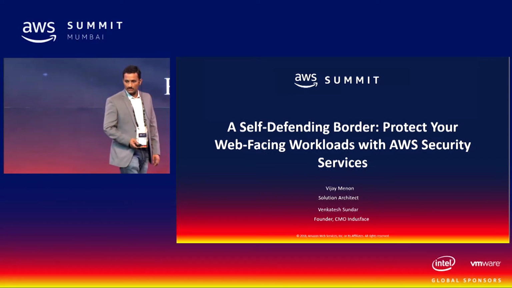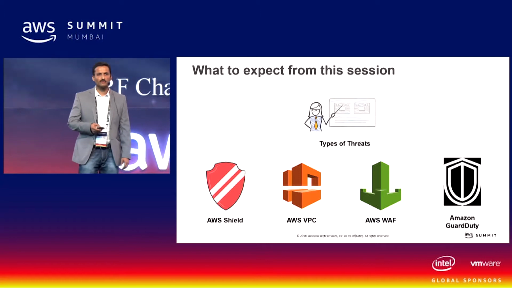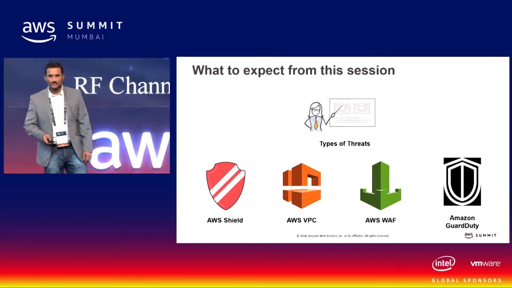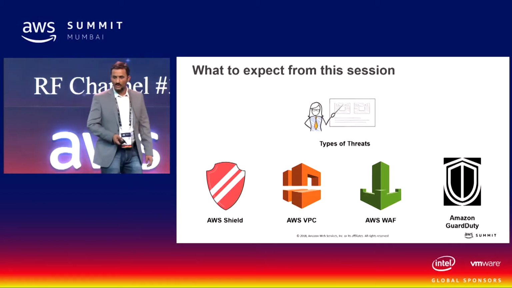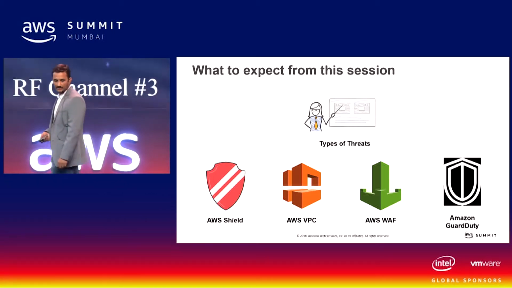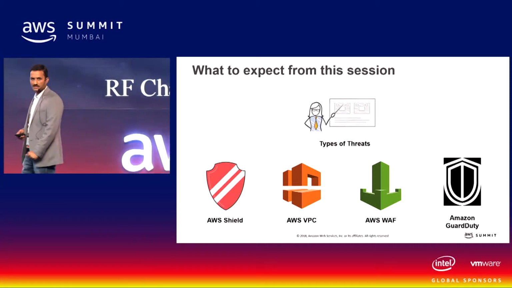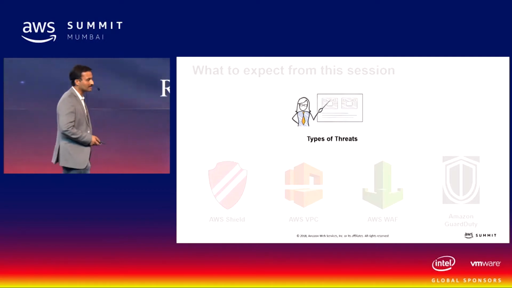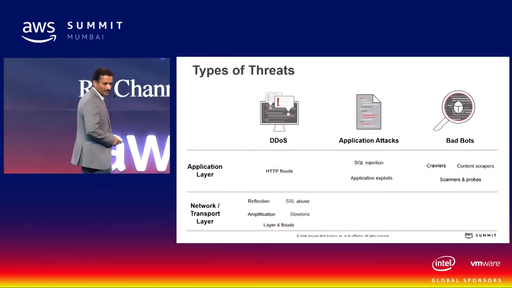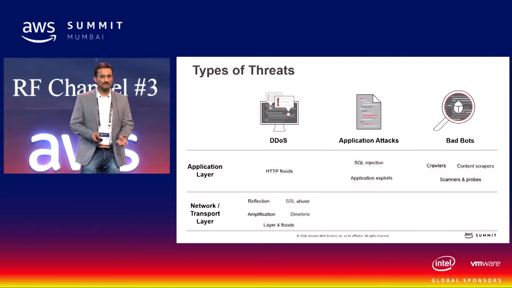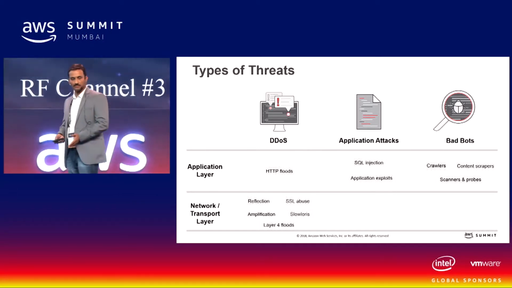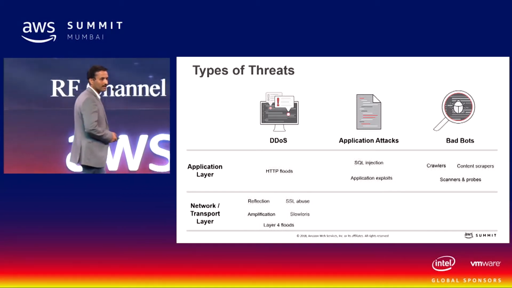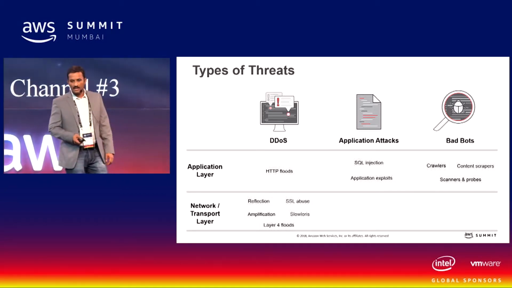So what we're going to do today is, just a show of hands, how many security professionals are in the room? So there are a few. So I'll spend some time talking about the types of threats we see out there, and then talk about AWS services which you can use to mitigate those threats, right? So let's start with types of threats. You can broadly classify them into three areas. One is denial of service attacks, distributed denial of service attacks, application attacks, and bad bots.